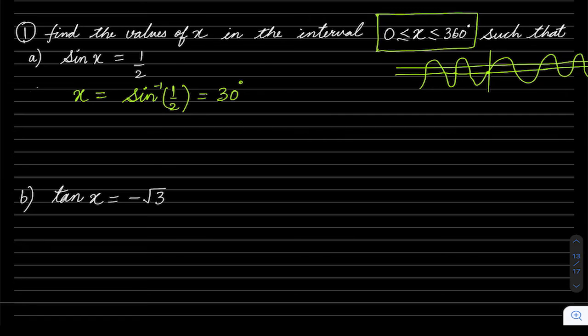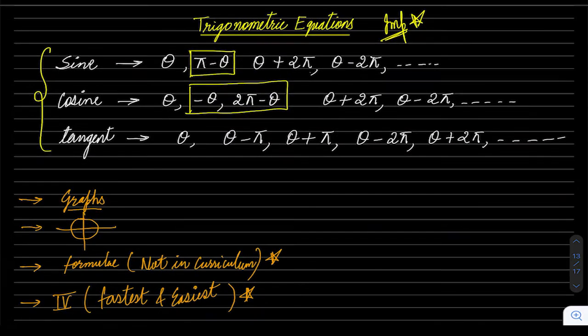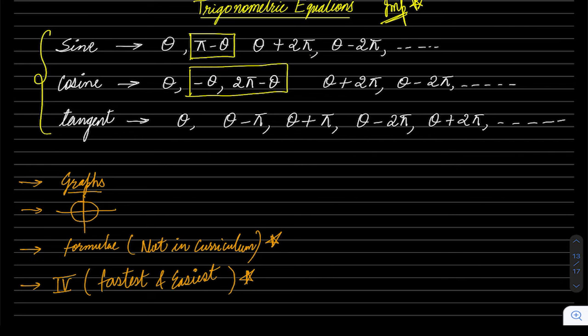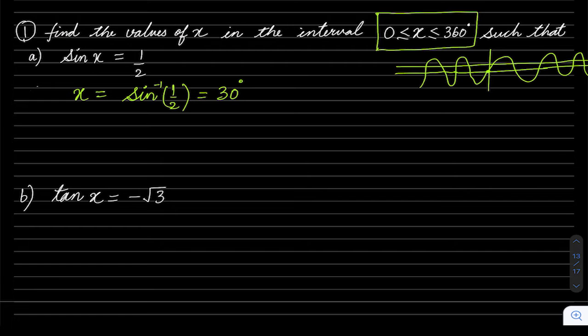For that, I have developed this method, or you can say this system. For sine, what you do is theta and pi minus theta give you the same values. So once you get this 30 degrees, the second angle is pi minus theta. Pi minus theta means 180 degrees minus theta. That is 180 degrees minus 30 degrees, that is 150 degrees. That's it, done. You can write this explanation if you want: theta and pi minus theta give the same sine value. But anyway, you don't have to write it. It's understood.